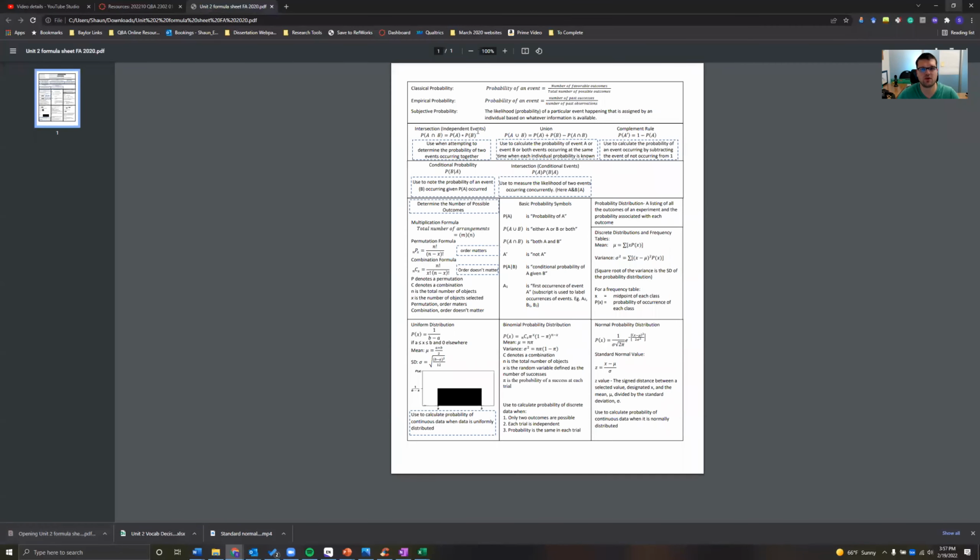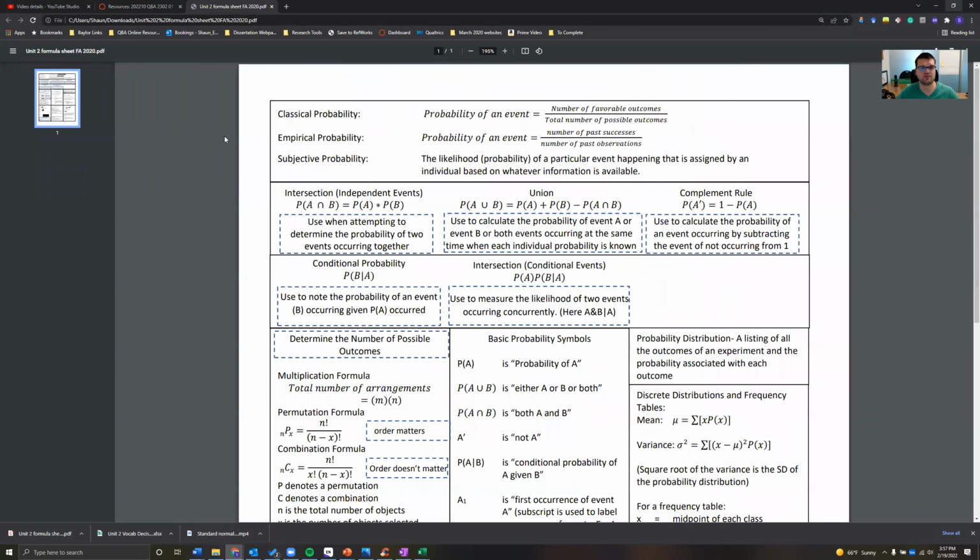Okay, so we've got the Unit 2 formula sheet, and you'll notice if we zoom in right up here, it starts out with classical probability, empirical, and subjective probability. I try to put all of these together so that you'll be like, hey, I got this. They're right there together, I can compare them. The equation is right here: number of favorable outcomes divided by total number of possible outcomes is classical.